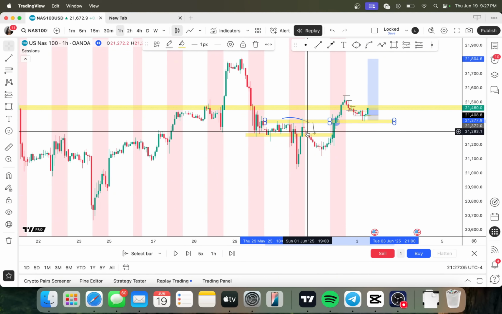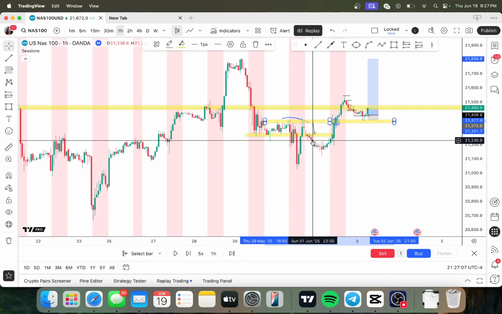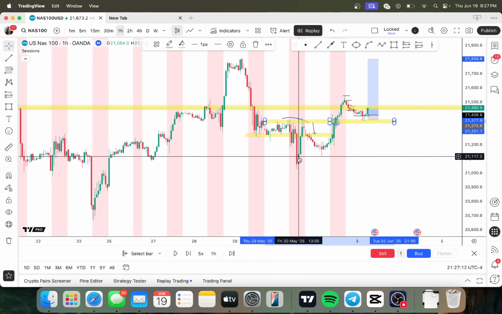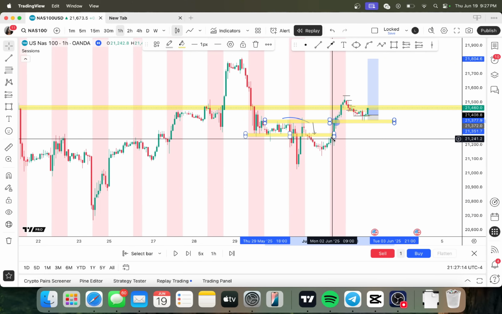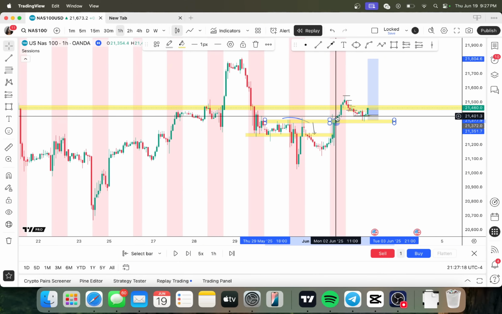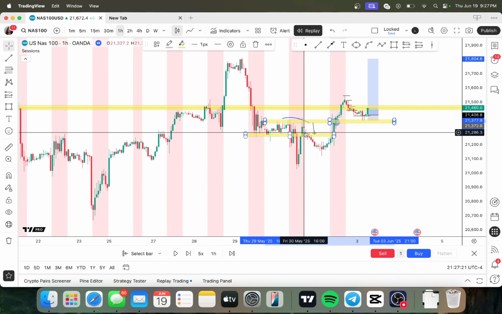Sellers try to kick in, but it's out of session, right? Notice how at the end of this session, price starts to buy up super strong. That's what price did this time. Price ended up finishing off what it started from yesterday, right?